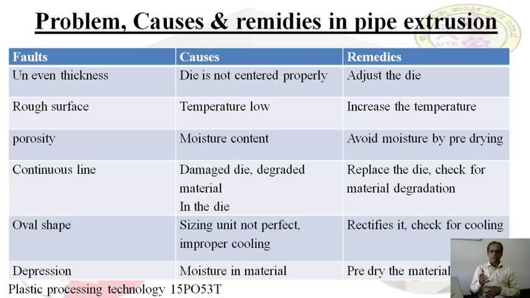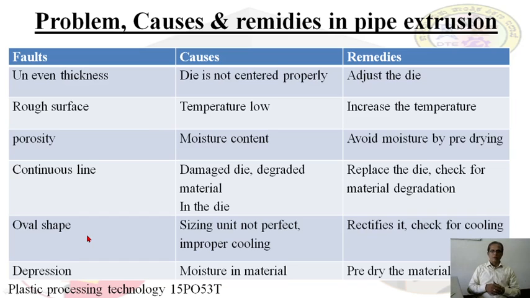How to overcome the continuous line defect? We can overcome it by replacing the die or checking for material degradation. A damaged die should be repaired so that we can overcome this problem. So whenever you use a die, you have to check it properly, clean it properly, then fit it to the pipe extrusion line.